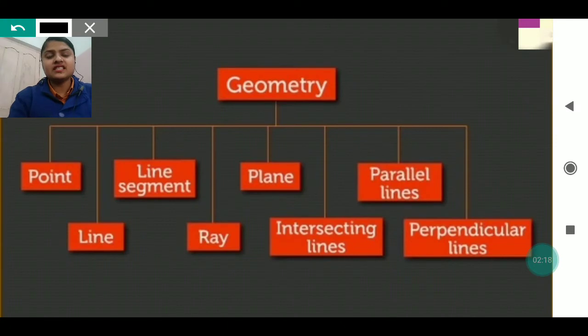You can see the chart which I have drawn here. In that chart I have written geometry. Then point is there, line segment is there, plane is there, parallel lines are there, lines are there, rays are there, intersecting lines are there, and perpendicular lines are there. We don't have to go through all the things right now. One by one we will discuss all. Right now we are going to discuss point, line, line segment, ray, and plane. This much we will discuss today.